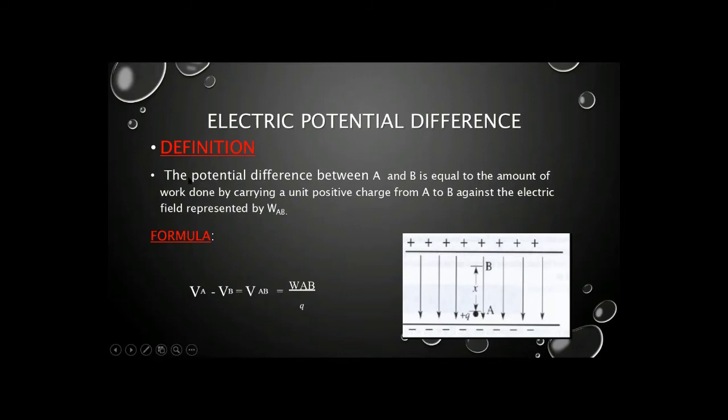So you can easily understand that the potential difference between A and B is equal to the amount of work done by carrying a unit positive charge from A to B against the electric field, represented by WAB. W represents the work done in moving a charge from point A to B, and it is divided by the charge, Q. So this is the formula of the electric potential difference: work done divided by the unit positive charge. Take a screenshot of this slide and we will move further. It will help you with your home task.